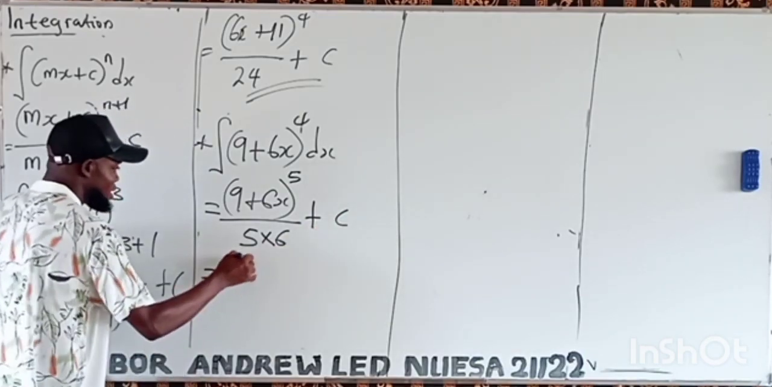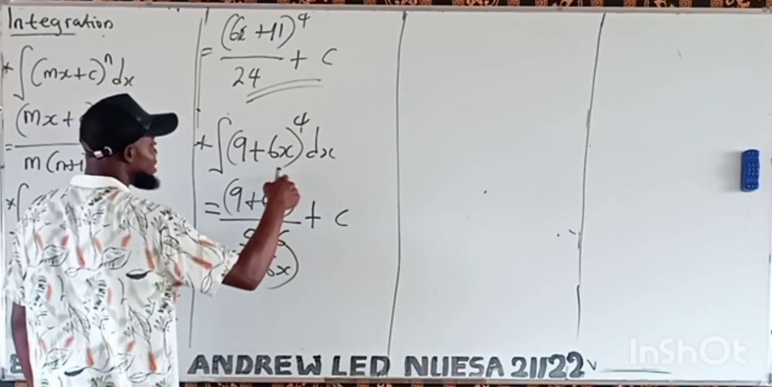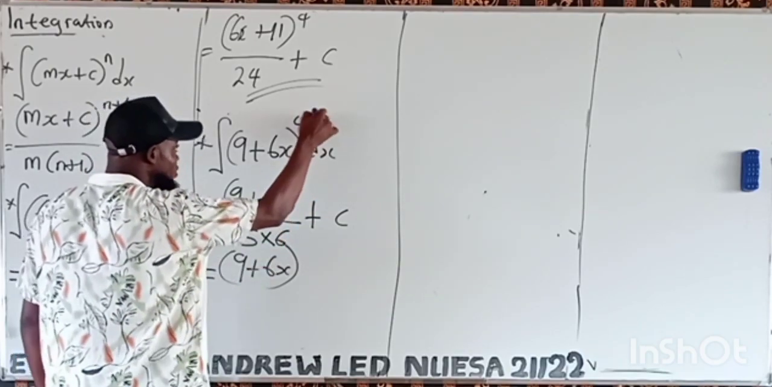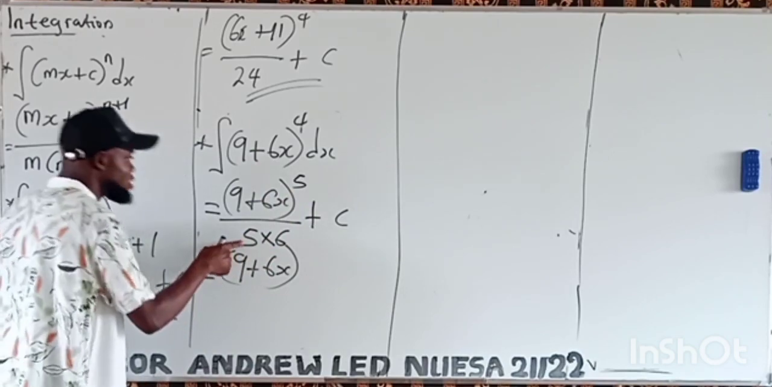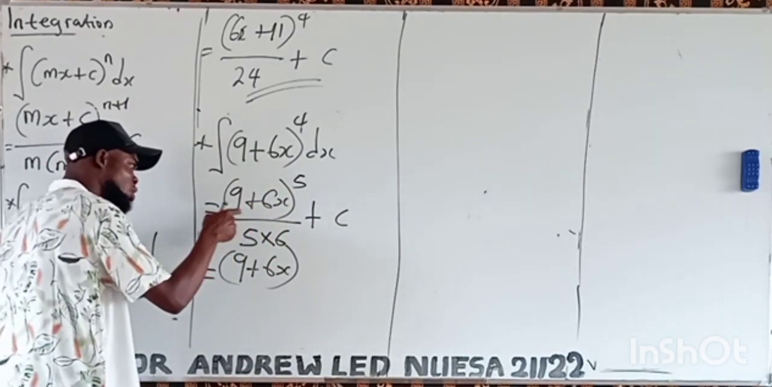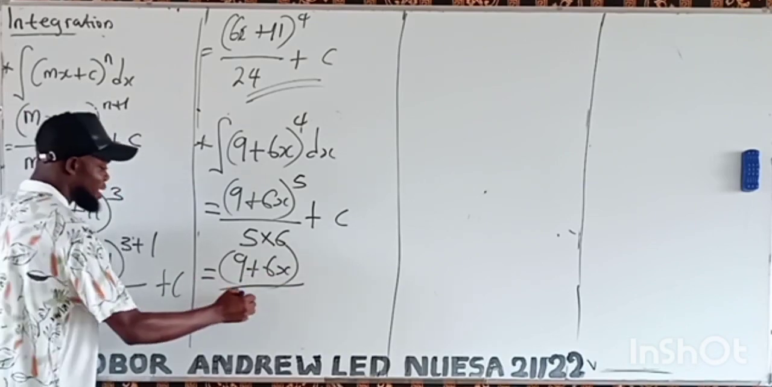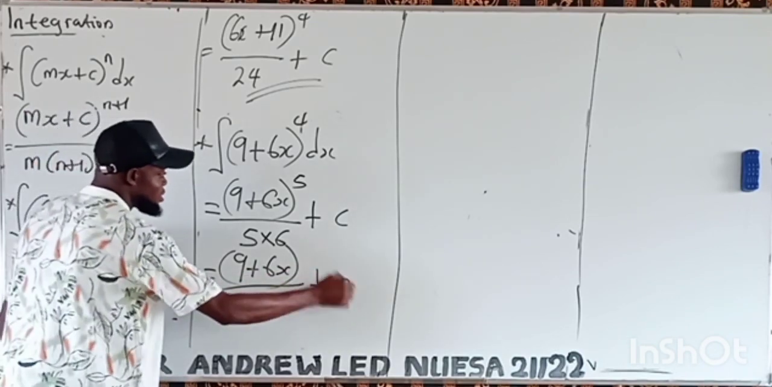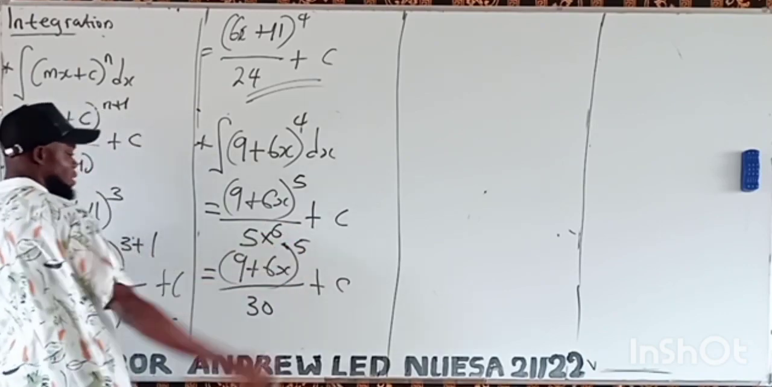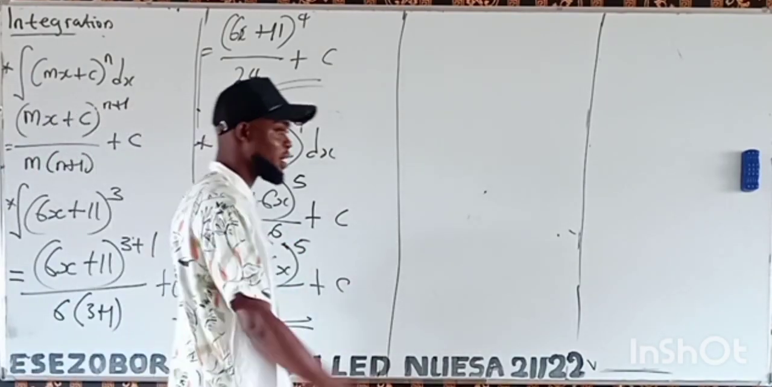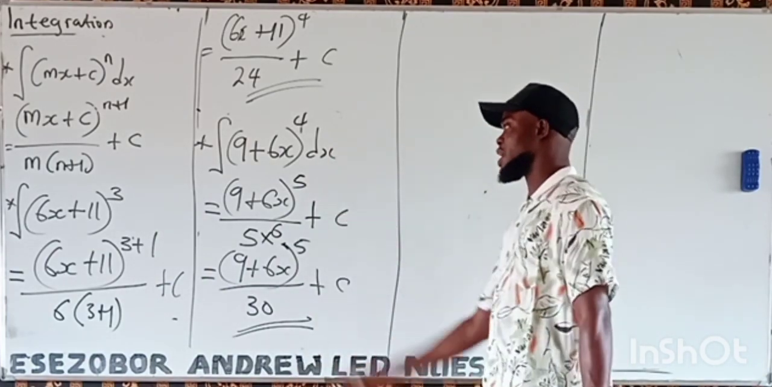That will give us (9 plus 6x) raised to power 5, since we just add 1 to the power 4. You bring the 5 back to this place, and then you pick the coefficient of x here and put it there. So all over what? All over 30, plus c. Remember this 5 here is the new power. So that becomes the answer. That's how you run through all these integrations of these types.